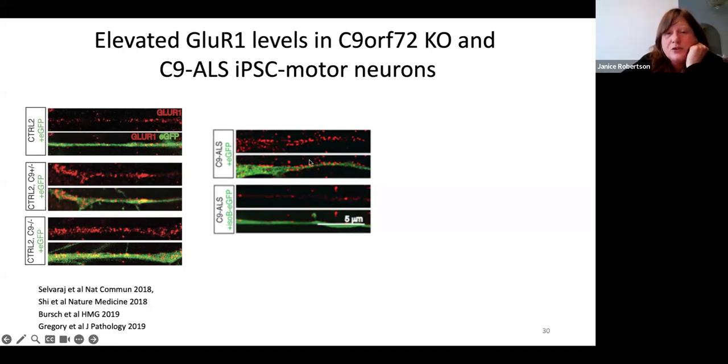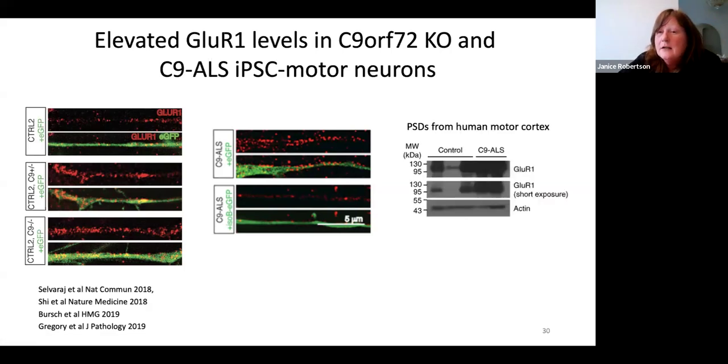And these phenotypes, or this elevated GLUR1 on the surface, can be rescued solely by increasing the levels of C9orf72. So losing C9orf72 leads to this. And also, if you replace C9orf72, it rescues it. And studies from looking at synapses in human motor cortex, again, C9 expansion carriers have elevated levels of GLUR1.